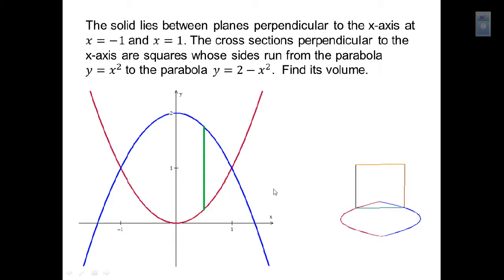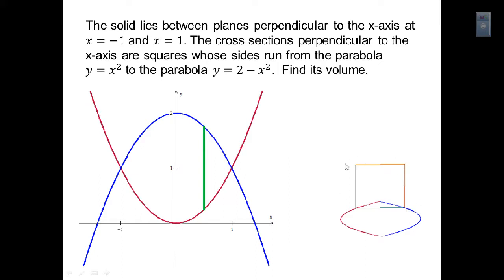If you're looking at this on a piece of paper, it will be coming up out of the paper at you, which means that if we know what this length is, then we know what this length is, because that's how you find a square. So now what we would do, we would set it up to find the area of the square times the thickness, and we would integrate from our bounds, -1 to 1.